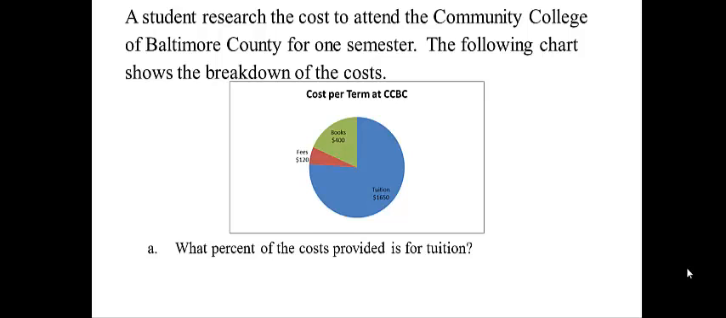Let's look at the question where student costs to attend the Community College of Baltimore County are broken down in the following chart. What percent of the cost provided is for tuition? So we see again our graph is the cost per term at CCBC. And we want to figure out what percentage, what amount of that circle is dedicated to tuition.